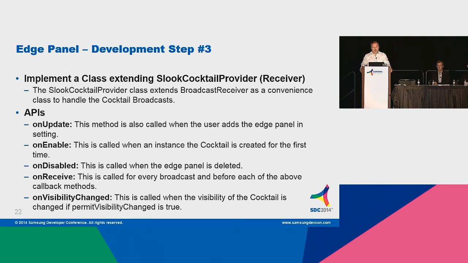The onEnable method is called when an instance of the edge panel is created for the first time, and this method can be used to open databases or any other setup activities. And the onDisable method is called when the edge panel is removed. This method should be used to clean up any resources that were created during the onEnable method.